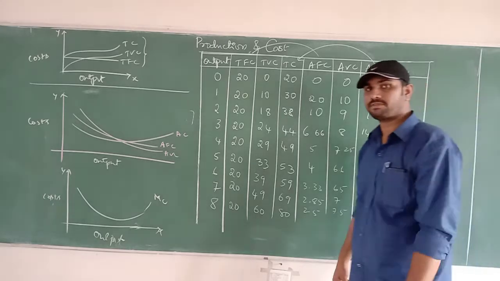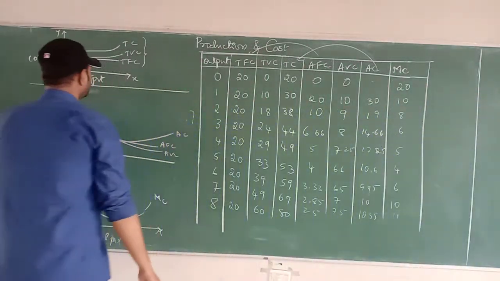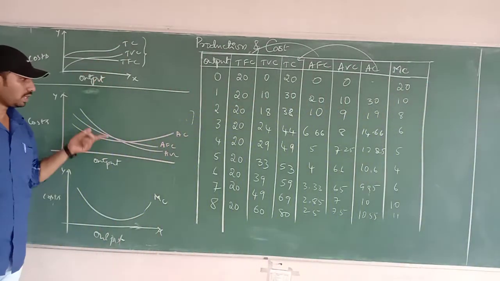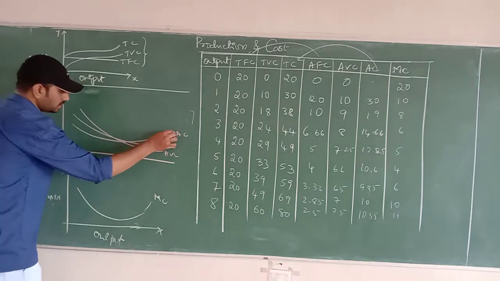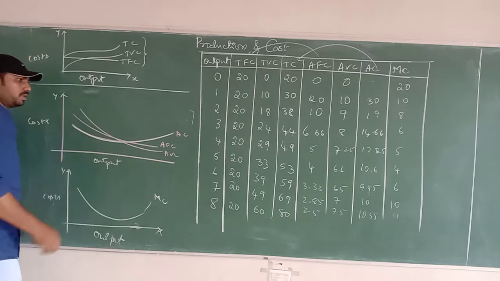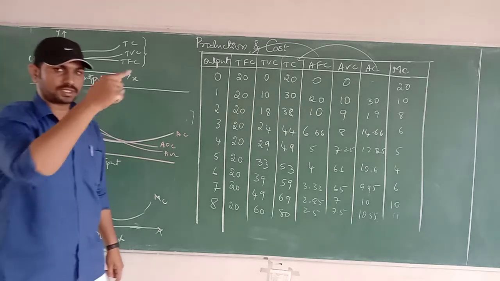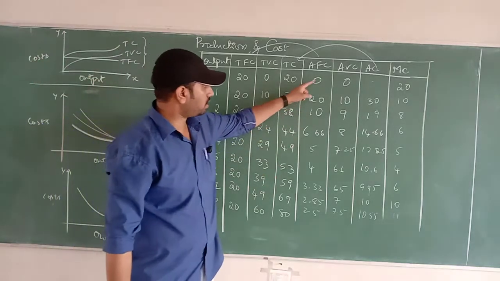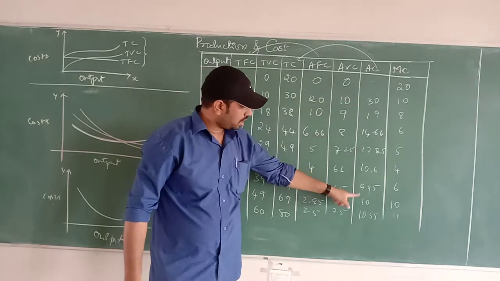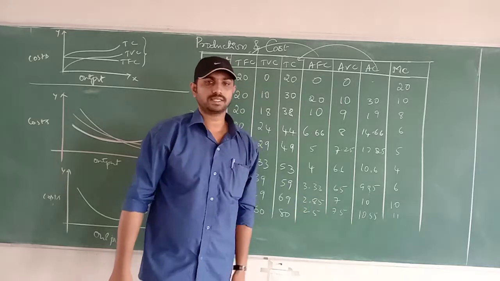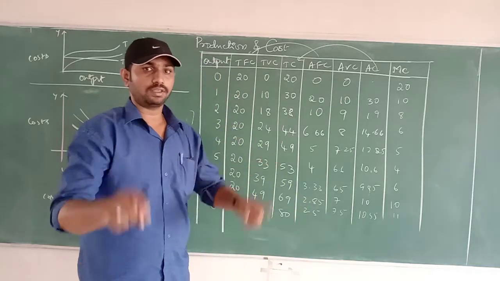So when it comes to the graphical representation, you already know the TFC, TVC, TC. When it comes to the AFC, AVC and AC, AC has a U shape, because it initially decreases, then afterwards starts rising. Just look at it here. AC. Initially it was 30, it's coming down. After a particular point, again it starts rising. Then it has a U shape.